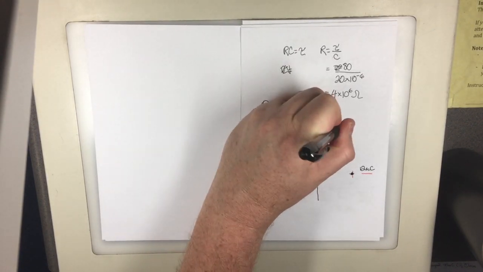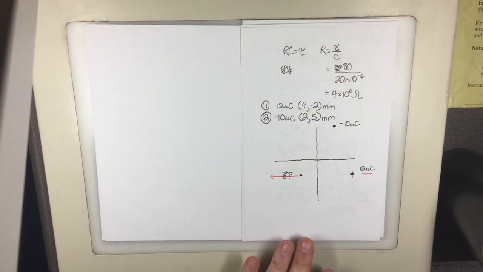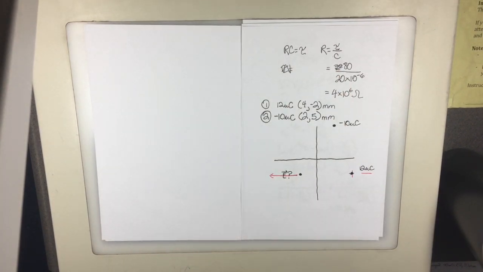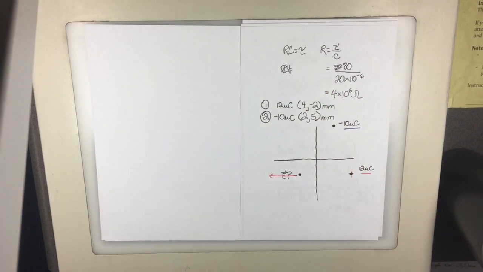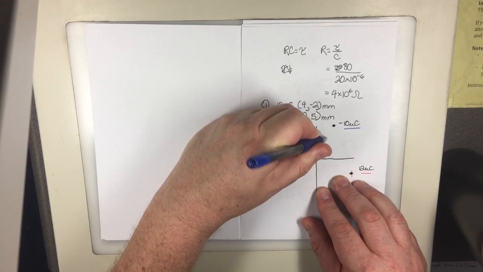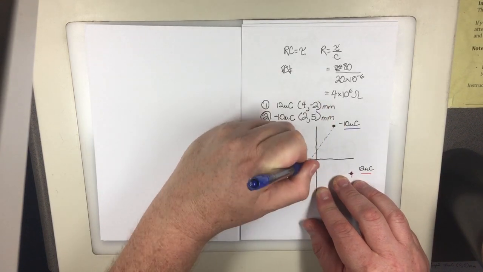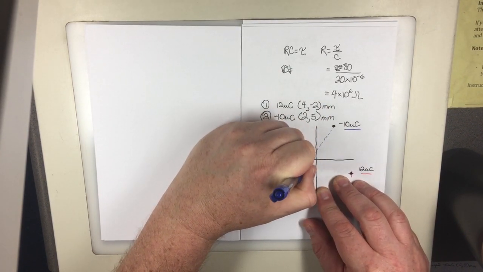and there is a -10 microcoulomb charge. Now looking at this, it's a negative charge, which means it radiates inward. I'm going to use blue as a negative. So the E field points in this direction, like so.